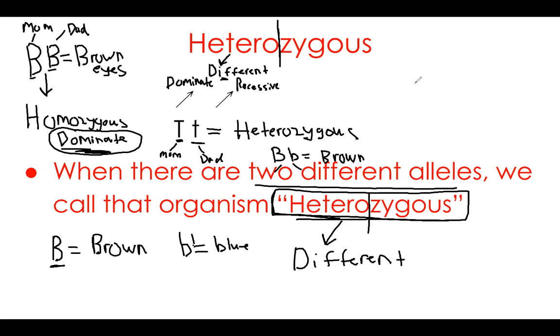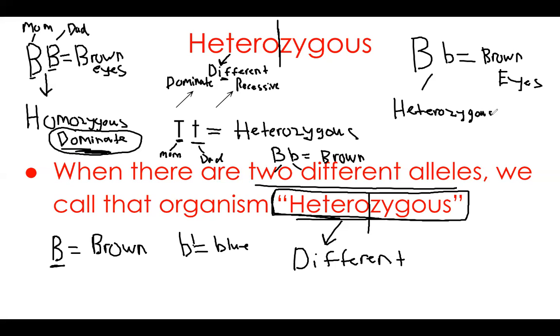On the flip side, if you go to a doctor and they say, hey, you have brown eyes, but you're considered heterozygous. That means I have two different alleles. I have a dominant allele for my eye color and a recessive allele. I have brown eyes, but I'm also considered a carrier for blue eyes.